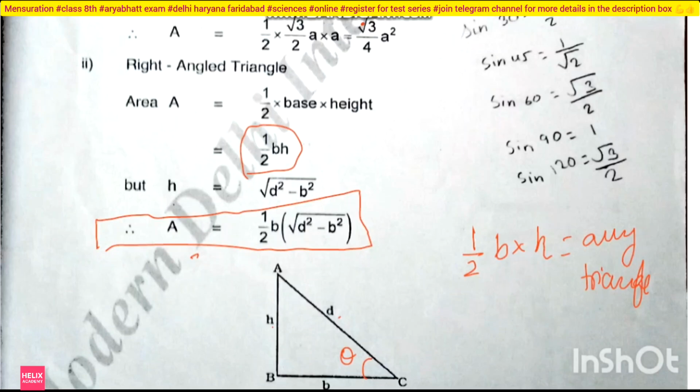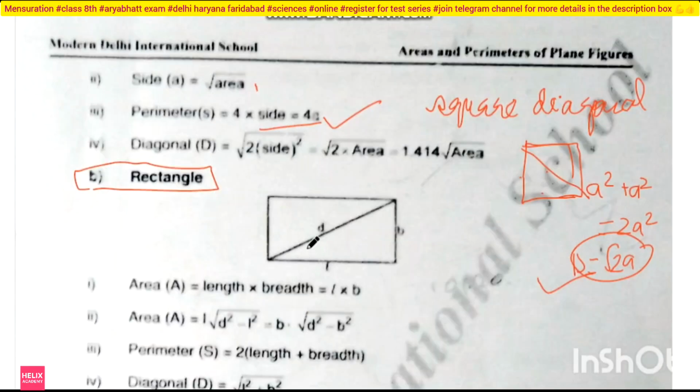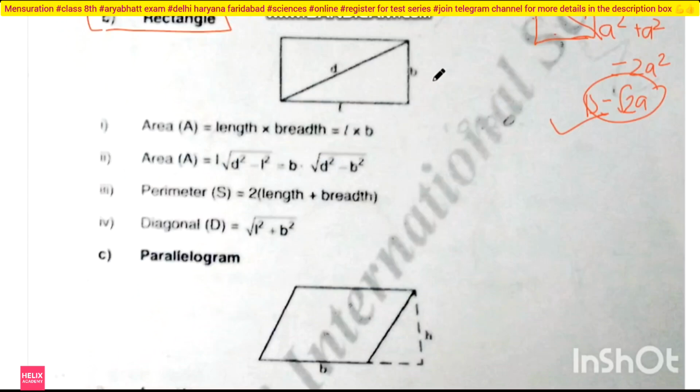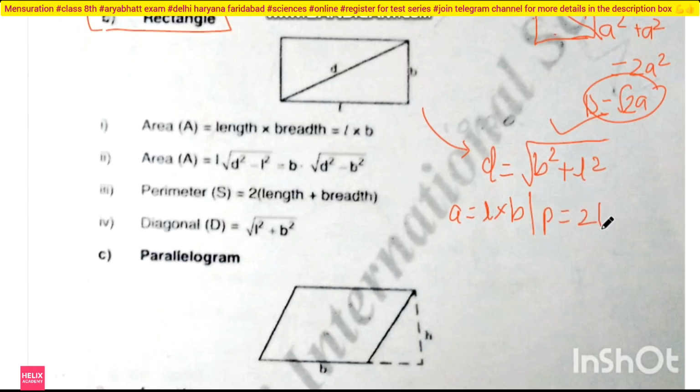Okay, now next is rectangle. See, in a square every side is equal, but for a rectangle we have length and breadth separately, right? So for a rectangle, the diagonal will be the square root of b square plus l square, right? This will be your diagonal length. Now area is what? Length into breadth. Perimeter will be what? Twice of l plus b.